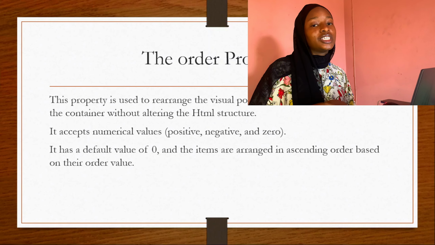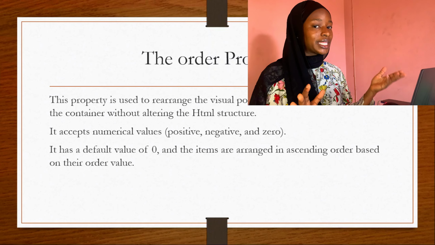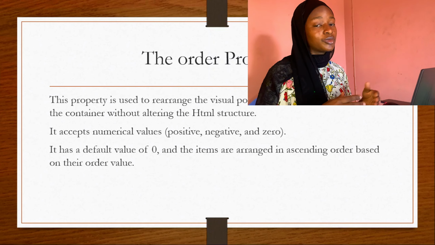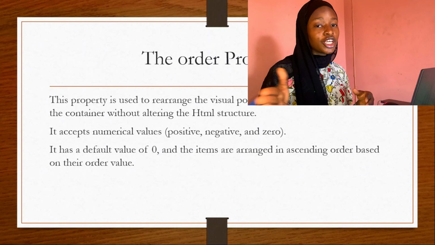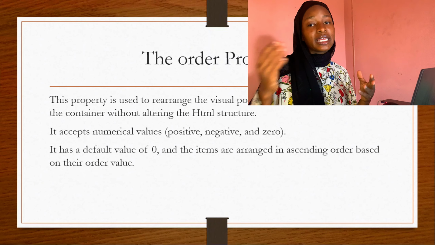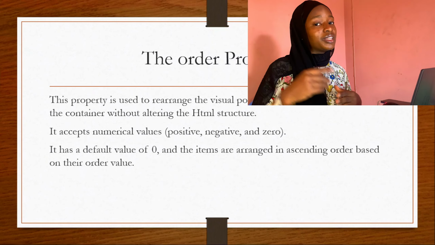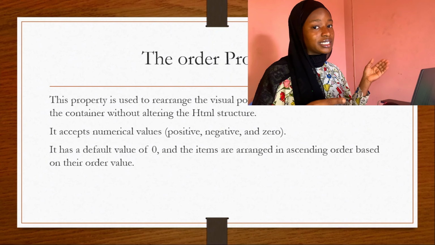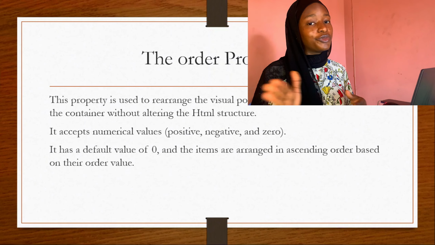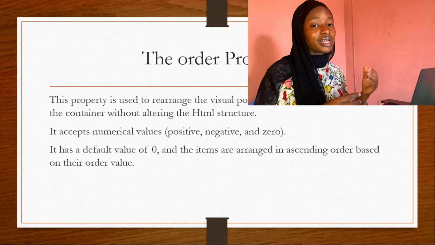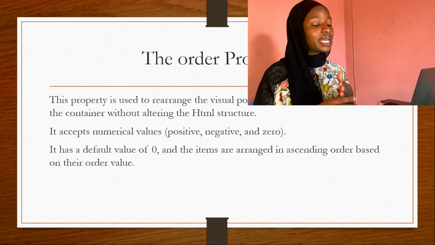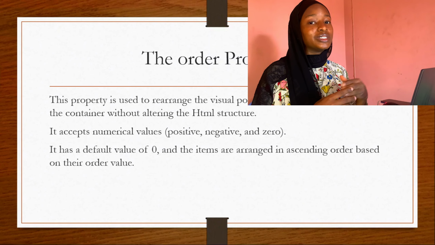So if you want to change the order or the position of your items, if you want a particular flex item to be the first item to be displayed, you have to give it a value, maybe a negative value. So that comes first because they all have a default value of 0. So if you give it a negative value, since it's moving in an ascending order, it will meet the negative value first before getting to 0. If you want it to come last, you can give it a very high positive value that is higher than the other flex items. So it's going to be displayed last.